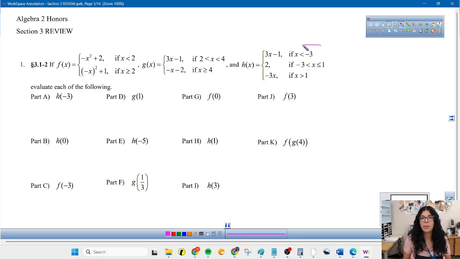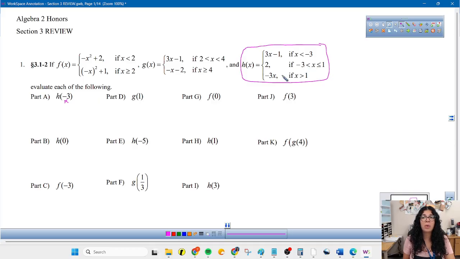So I'm going to be using the piecewise h of x. Now, since the x value is negative 3, I would fit that into which of these equations is that domain actually matching for. I'm using the first equation when x is less than negative 3. Negative 3 is not less than negative 3. I'm using the second equation when it's between negative 3 and 1, but not including negative 3. So that doesn't fit into there either.